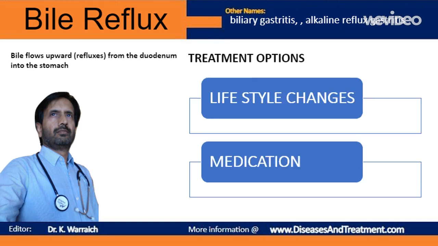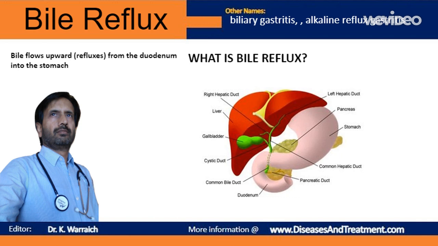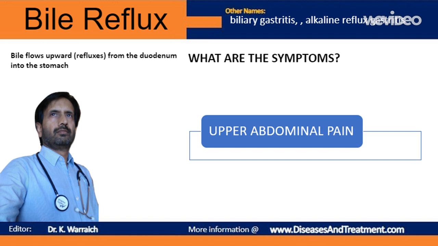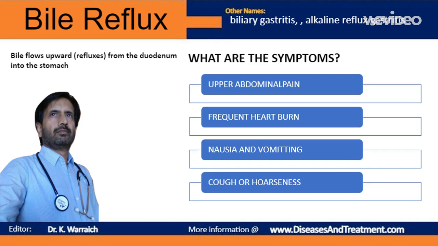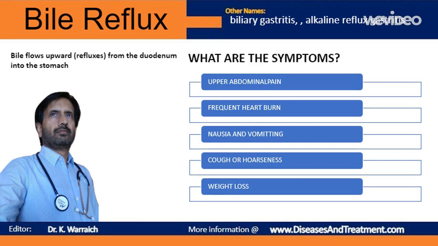I will just repeat it again. Bile reflux is the backward flow of the bile from the small intestine to the stomach, and then from the stomach to the esophagus and upwards. The main symptoms are upper abdominal pain, heartburn, nausea and vomiting, cough, or maybe hoarseness, which means inflammation of the voice box, and unintentional weight loss.